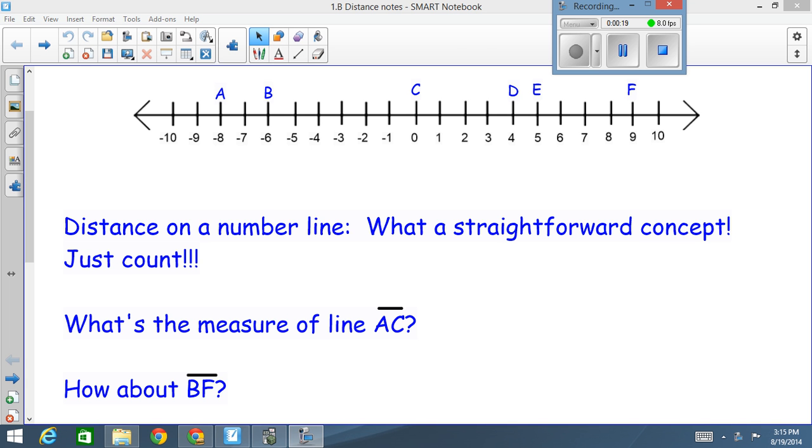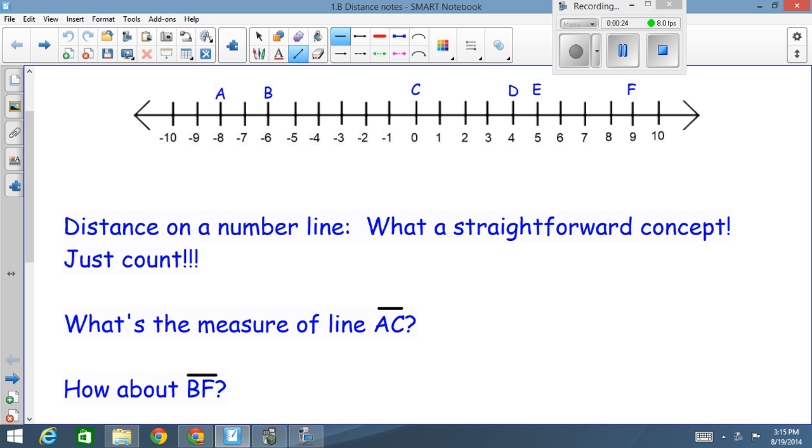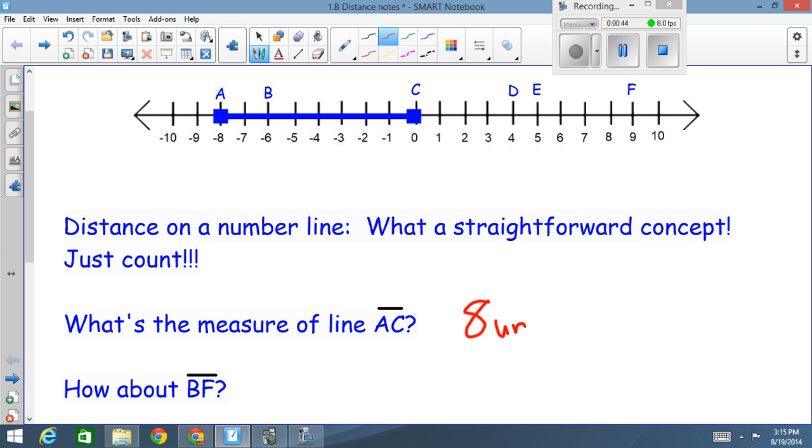If I ask you what's the length of segment AC, which would essentially go from A to C, I'm just going to count. A is at -8, C is at 0. If I just start counting 1, 2, 3, 4, 5, 6, 7, 8, they are 8 units from each other. Distance is always positive. You cannot have a negative distance.